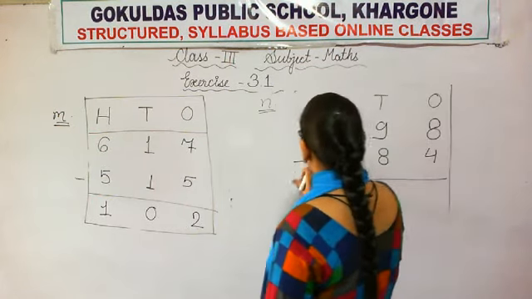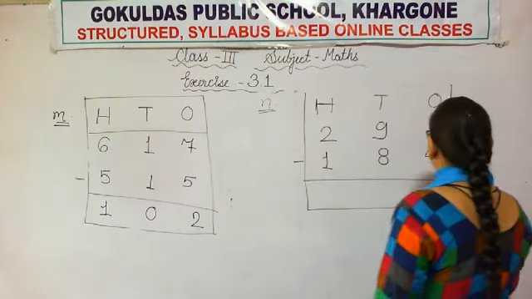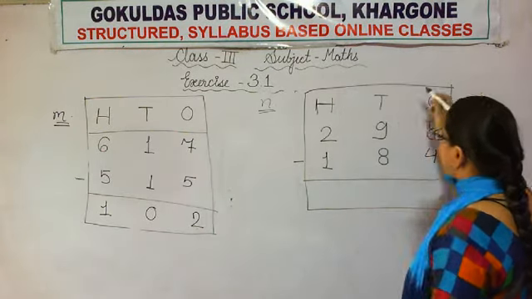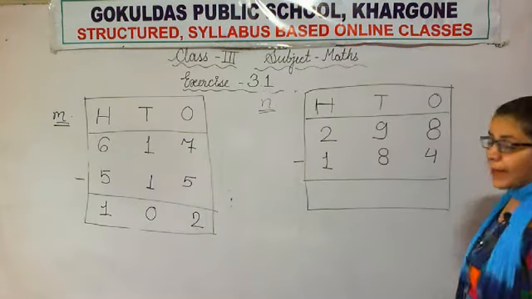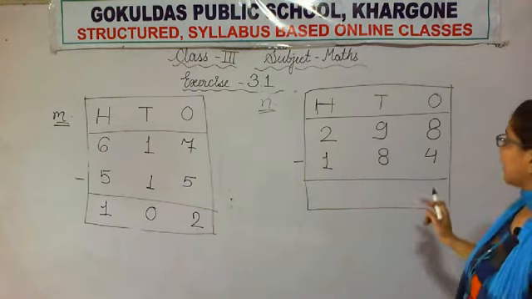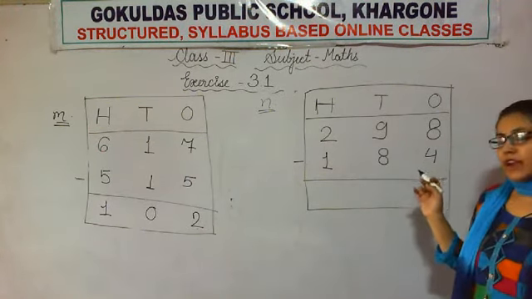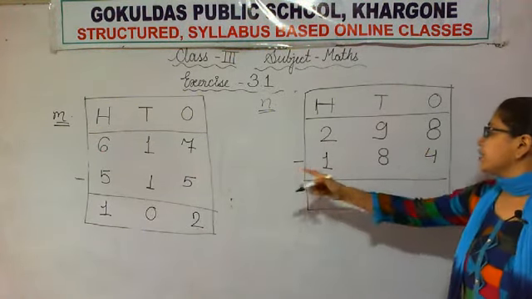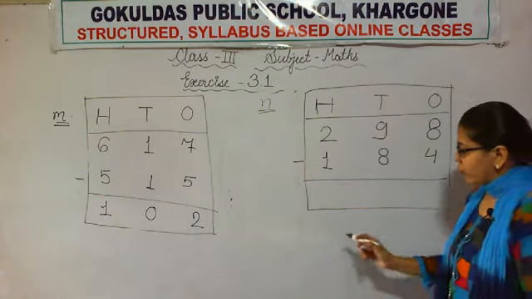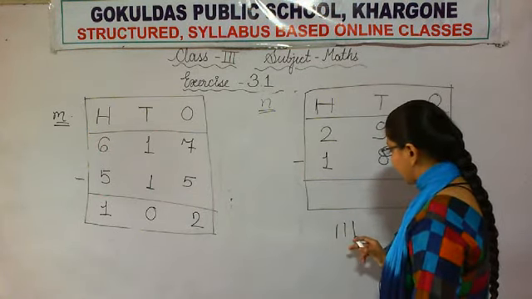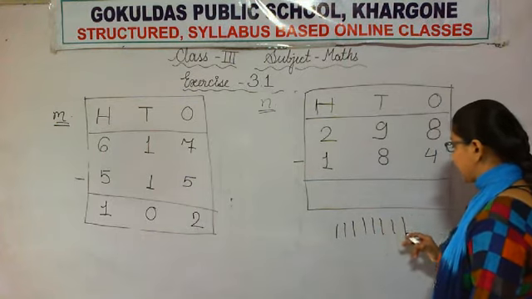Now make all the lines with the help of scale or ruler. Do not make by running hand. Okay. So 8 will start from the ones position. 8 minus 4. So we will draw 8 sticks first. 1, 2, 3, 4, 5, 6, 7, 8.